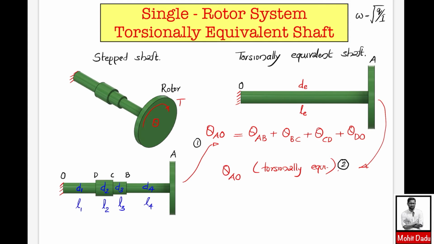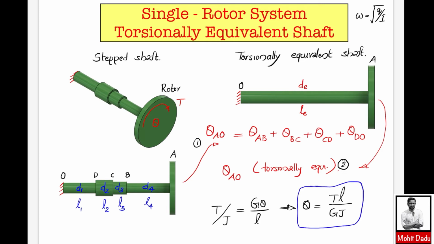Before that, I would like to mention the expression for this theta. You have the basic torsion equation where tau by r, torsional shear stress by radius, equals T divided by J equals G theta divided by L. If you rearrange this, you have the expression for the angular deformation theta equal to TL divided by GJ. This equation we will be using for the analysis of the torsionally equivalent shaft.